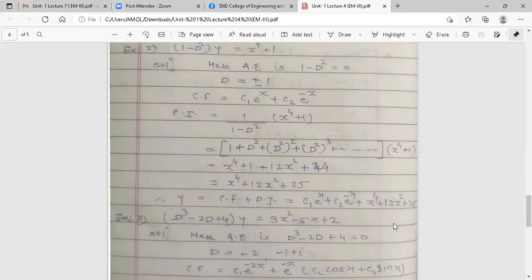So this is the type 4 example, and this is one more example. You try to solve this example. Take it as homework. Here case 4 is over.